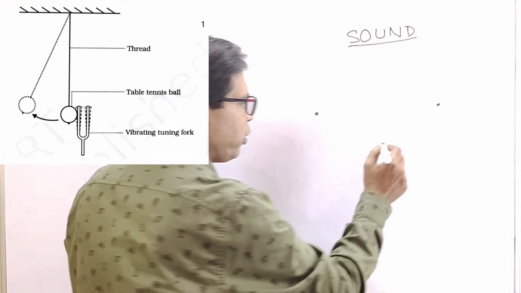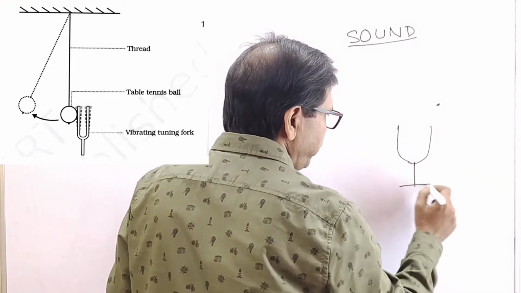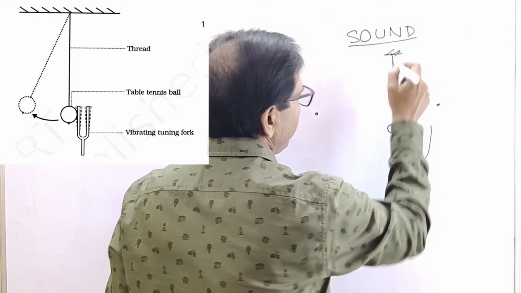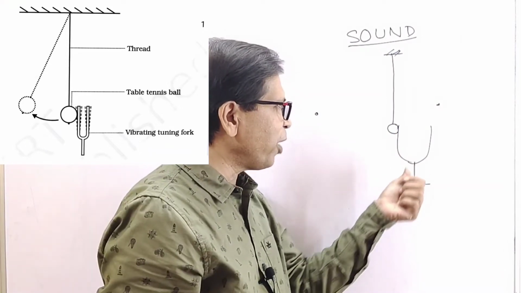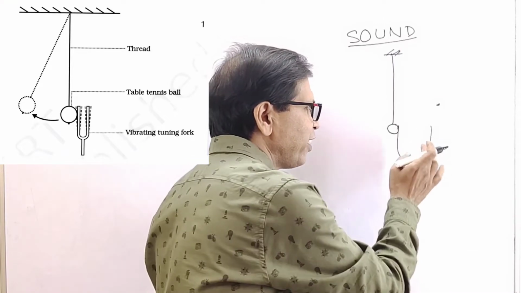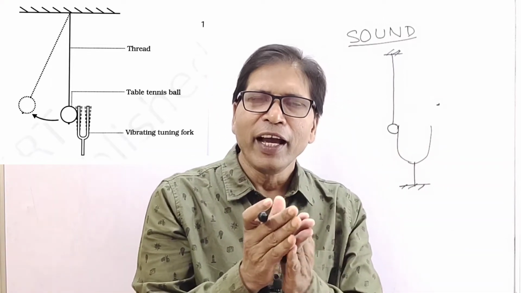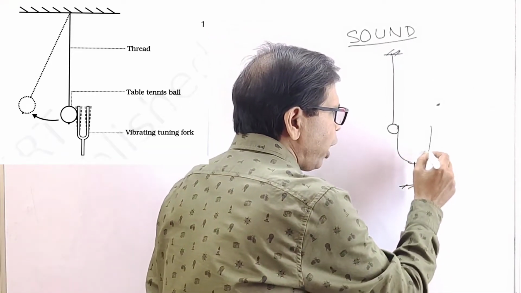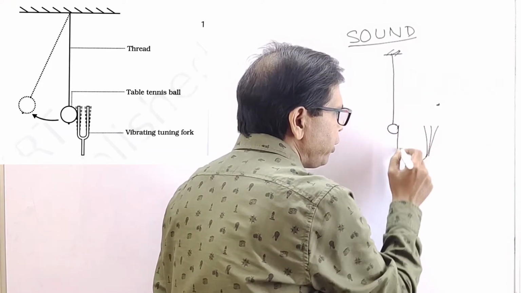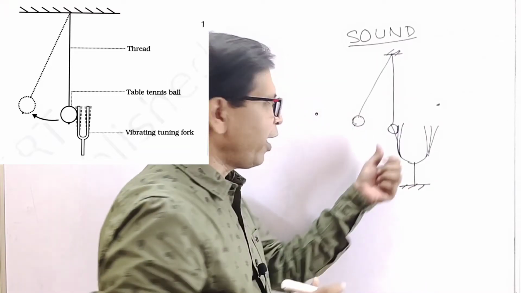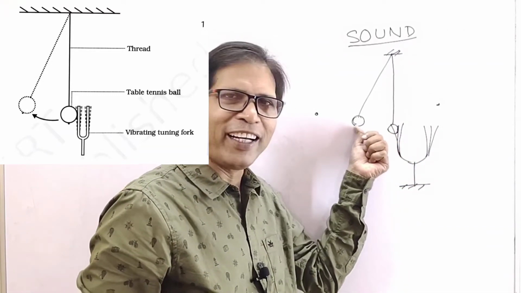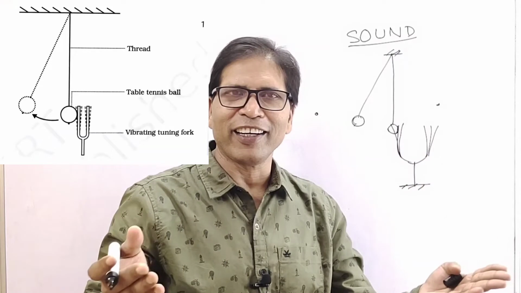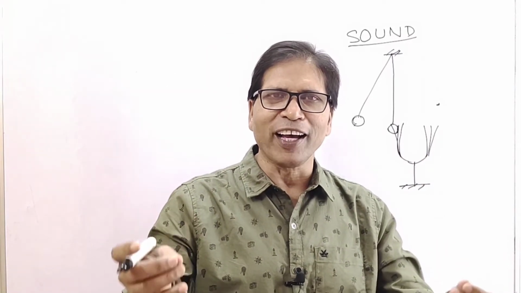Look at this. Suppose this is a tuning fork. It is fixed here. A table tennis ball is suspended by means of a string and touched with it. Now the prong of the tuning fork is struck, so it starts vibrating and sound is produced. During its vibration, the prongs are moving along this direction, this direction and this direction. Now the table tennis ball oscillates between this point and this point. The sound is only produced when vibration of the tuning fork occurs. So vibration is the cause of production of sound wave.